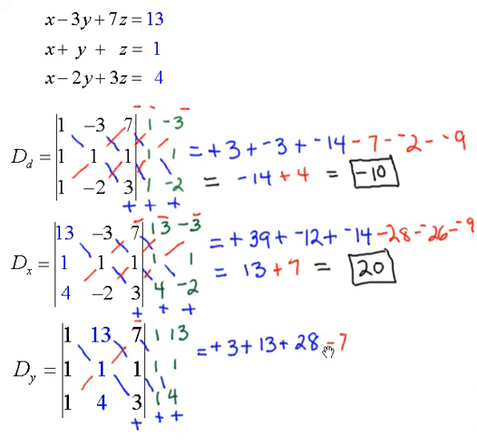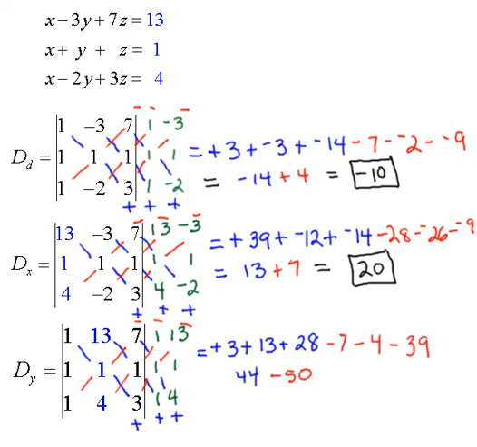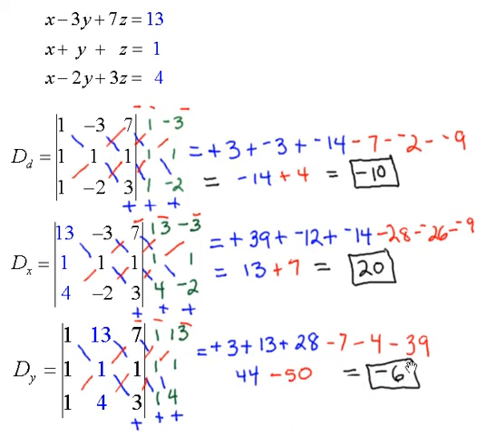So of course that means it's time to subtract the products of the diagonals going up that contain 3 numbers. So we're going to subtract 1 times 1 times 7, which is subtracting a 7. We're going to subtract 4 times 1 times 1, which is subtracting a 4. We're going to subtract 3 times 1 times 13, which is a 39. Simplifying that, 3 plus 13 plus 28 is 44. -7 minus 4 minus 39 is -50. And 44 minus 50 is -6.